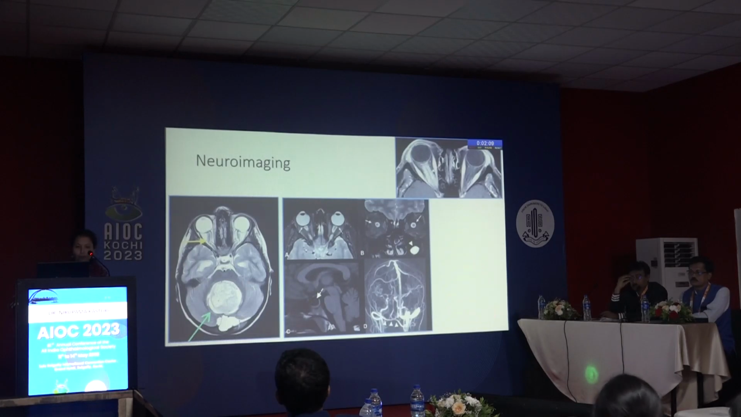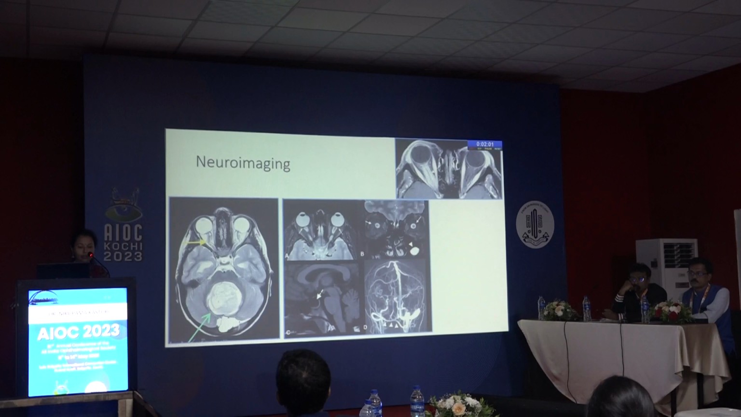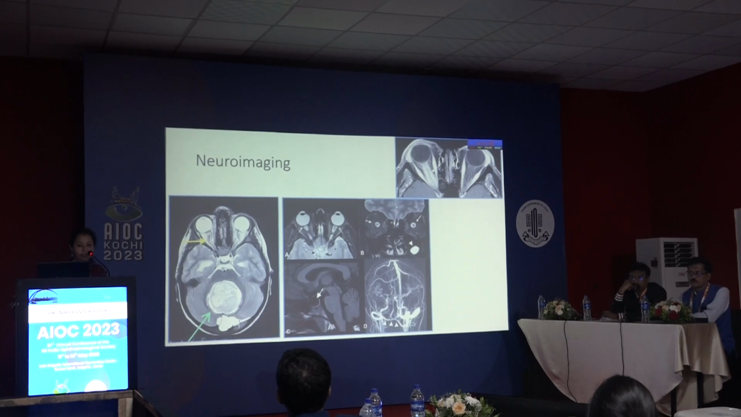Neuroimaging is a very important aspect to find out the cause of the papilledema. So you will see the perioptic fluid around the optic nerves because of papilledema, and there will be flattening of the posterior sclera. And along with that, you may also see the cause of the papilledema, that is the intracranial space occupying lesion or a tumor. So all this can be picked up on neuroimaging.